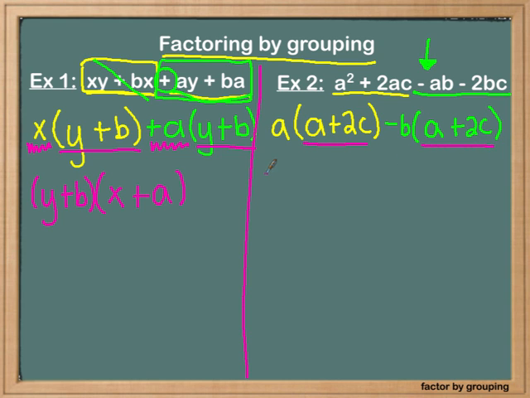So we pull that GCF in front, a plus 2c. And whatever is left over goes in our other parenthesis, a minus b. And those are our final solutions.